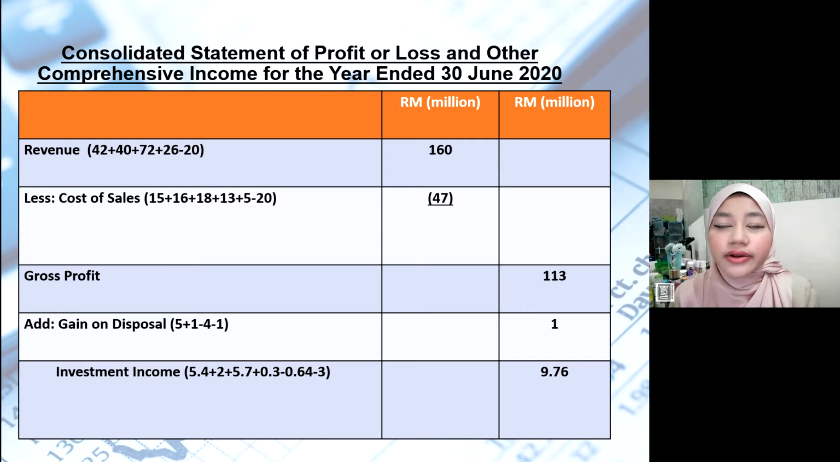After that, 160 million for the revenue minus 47 million for the cost of sales. The amount of the gross profit is 130 million.